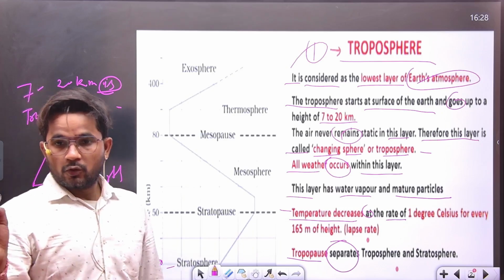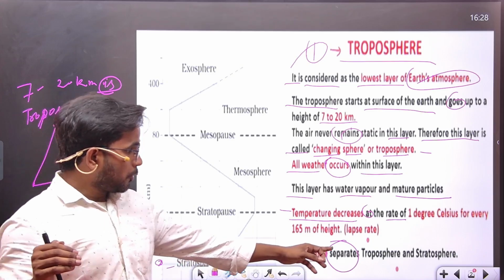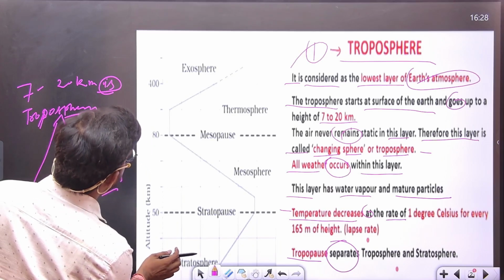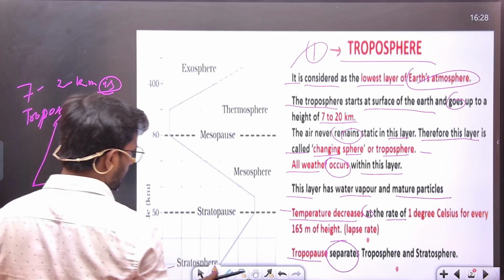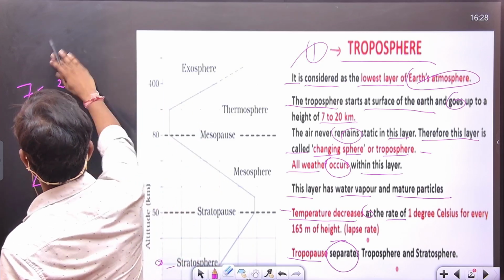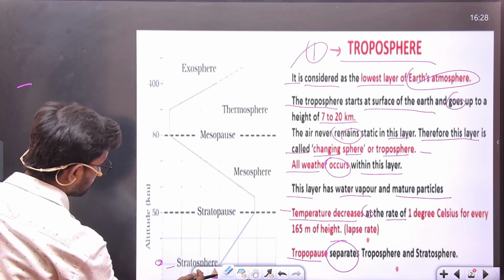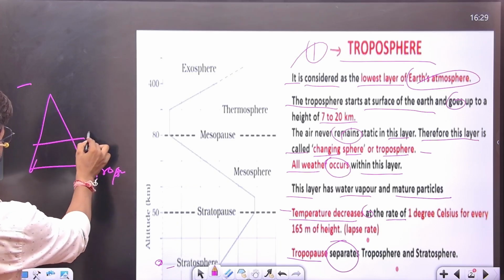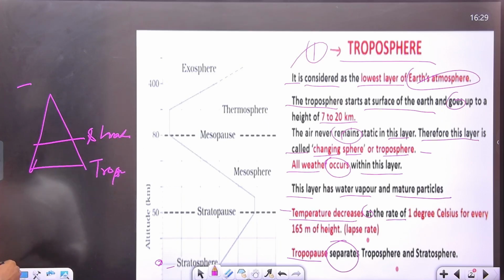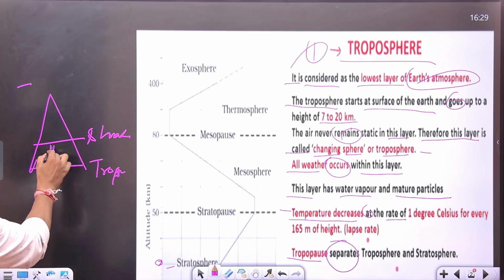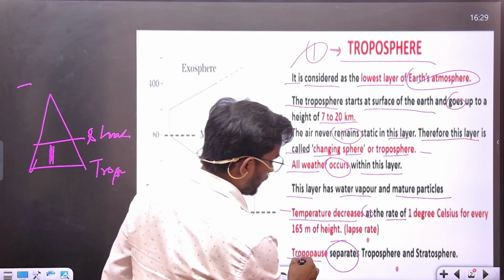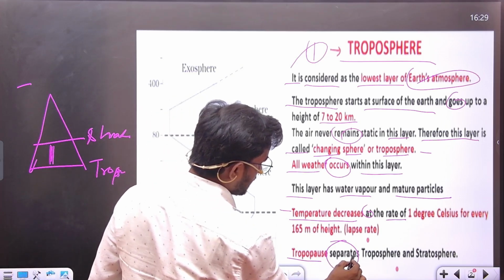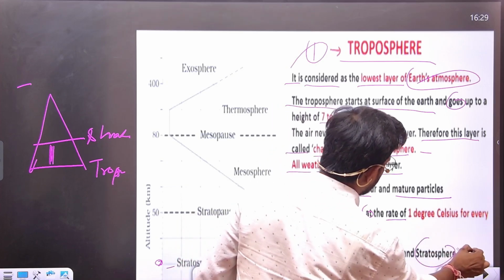Second is the tropopause. Tropopause separates the troposphere and the stratosphere. This line between them separates the two. Understand point?